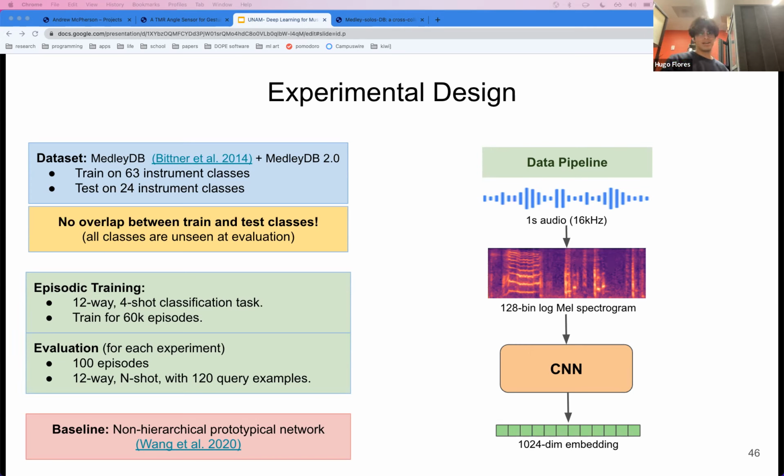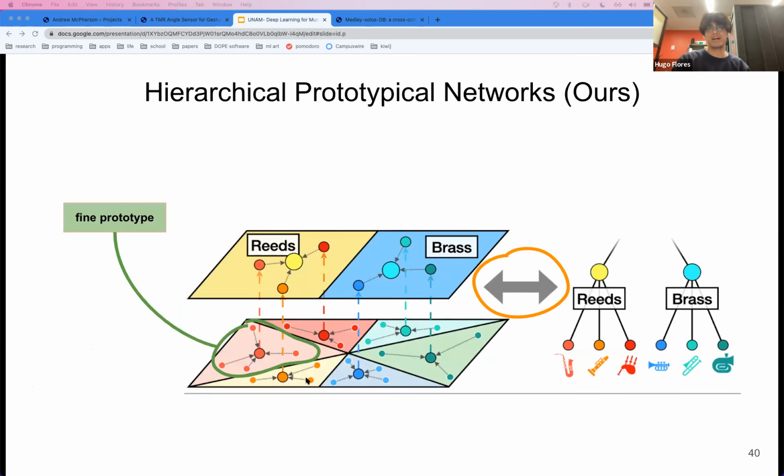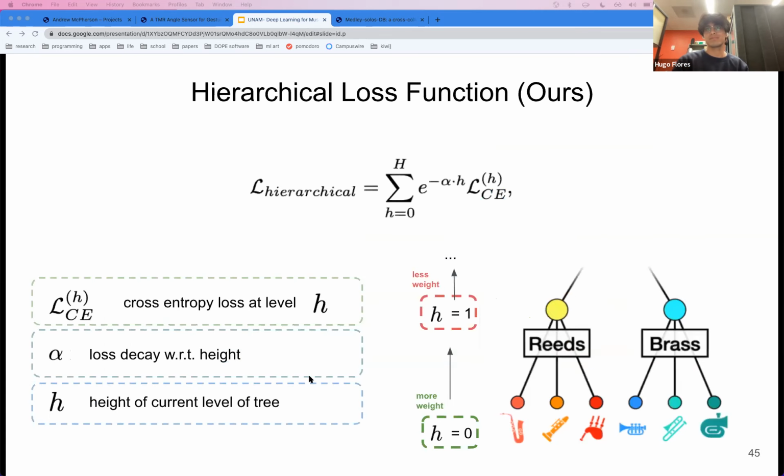And for each one of those audio chunks, we take a 128 mel spectrogram, and that's what we use as input for a convolutional neural net that's going to, at the end, produce a 1,024 dimensional vector. And that's what we do the distance calculations with. So this 1,024 dimensional vector here is one dot that you see projected onto the space.